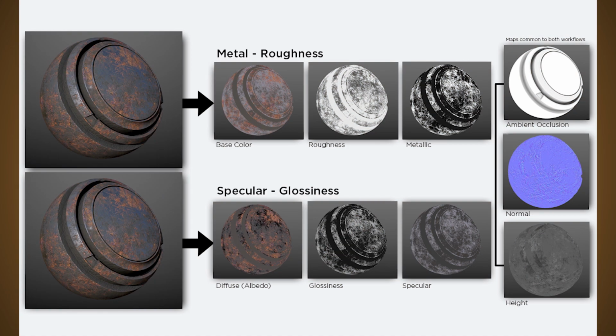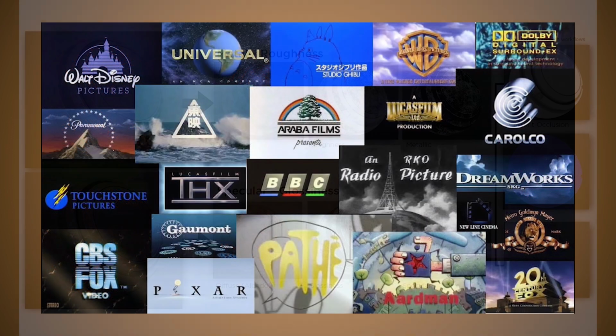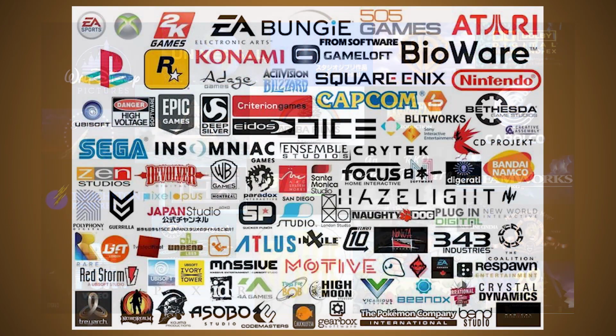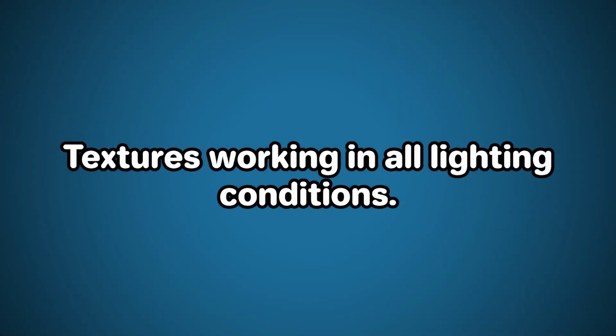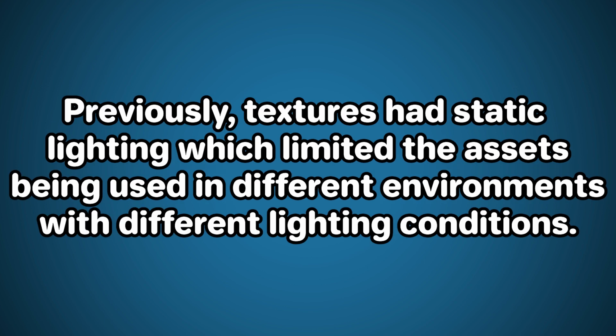PBR, also known as physically based rendering, is a texture workflow that simulates how lights react with a model in an attempt to replicate real-life materials. PBR has become the standard method for texturing 3D models, and it is widely accepted in the CG industry. It allows us to have textures that would work in any lighting conditions. Previously, the methods for creating textures only worked in specific lighting conditions, limiting the models being used in different lighting environments.